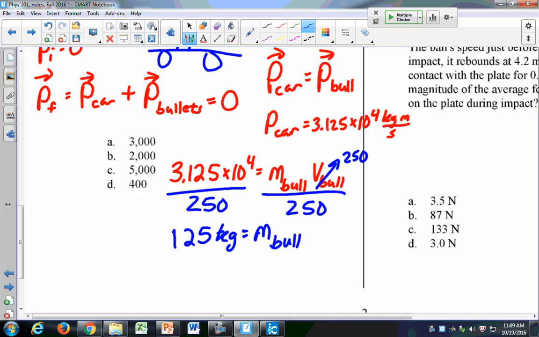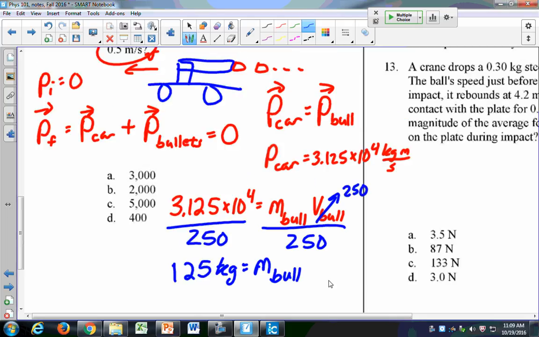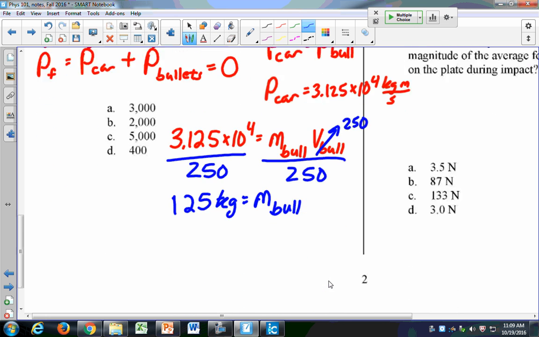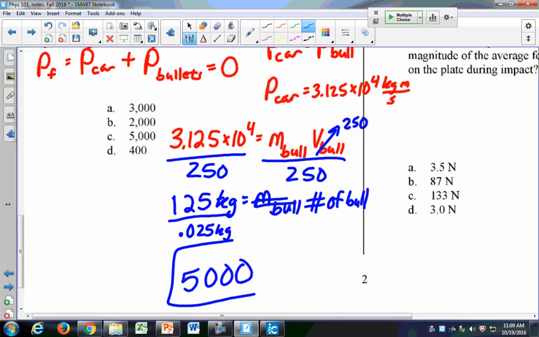That's equal to the total mass of all of my bullets. But now I want to go back and look. What is it asking for? I'm asking for how many bullets there are. And each bullet has a mass of 0.025 kilograms. So I divide this by 0.025 kilograms in order to give me the number of bullets. And that'll be, was it 5,000? And that's equal to 5,000.